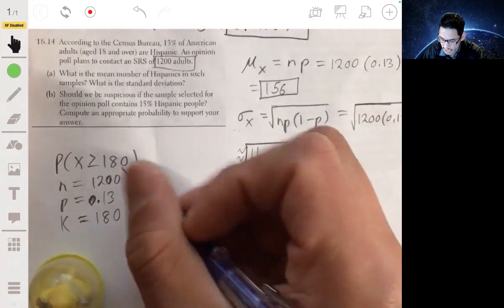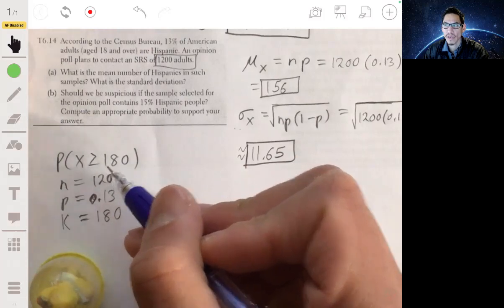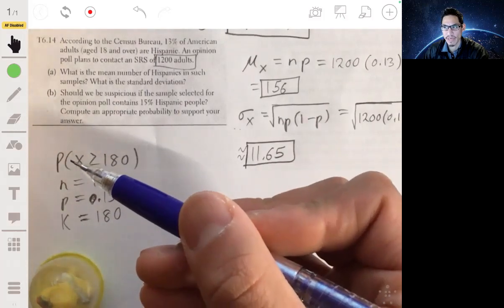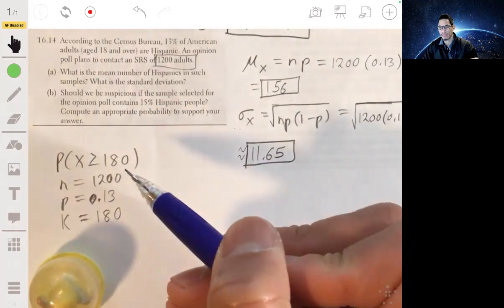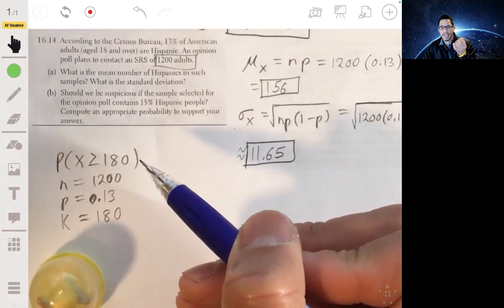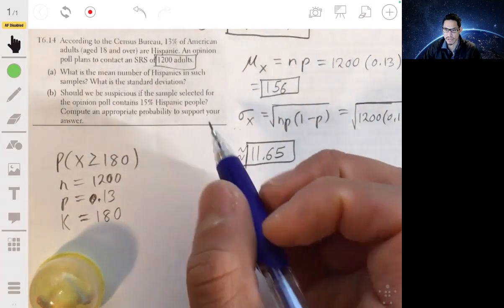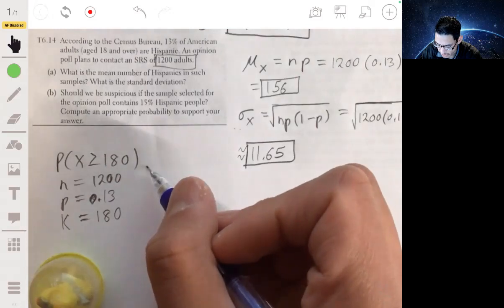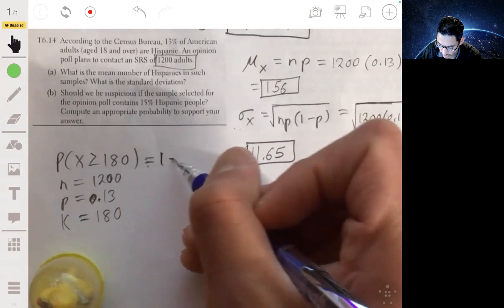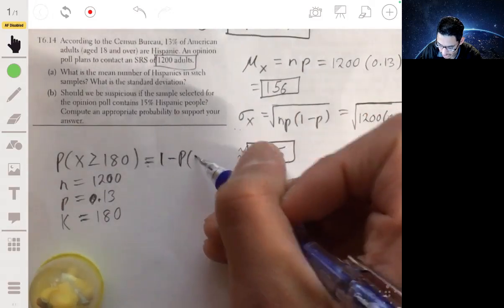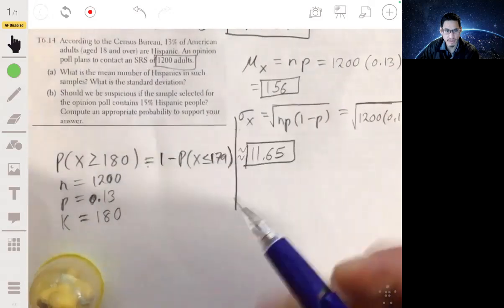Now, the only thing is, the calculator can't find greater than or equal to in binomial random distributions. It can find less than or equal to some value, but not greater than or equal to. So what we want to do is look at this as being the same as 1 minus the probability that x is less than or equal to 179. Let me separate that.